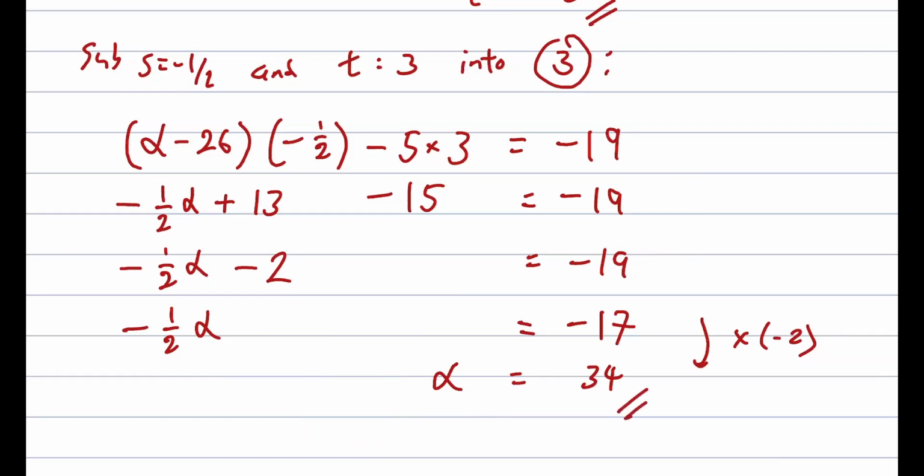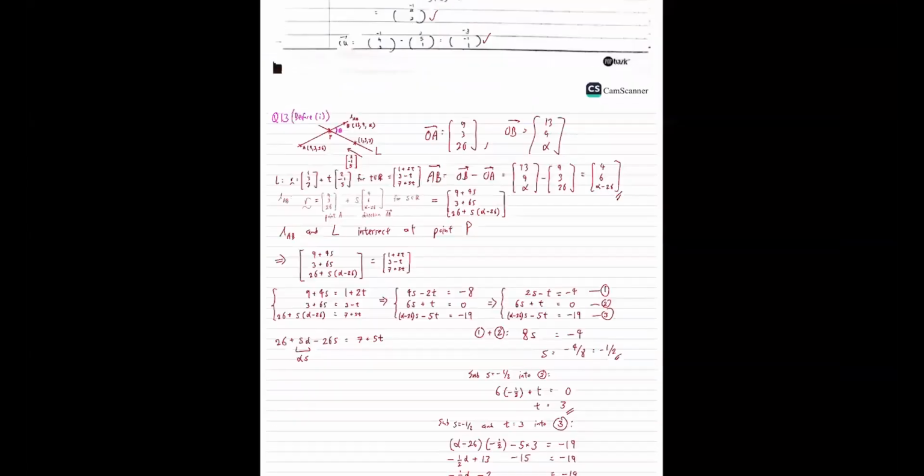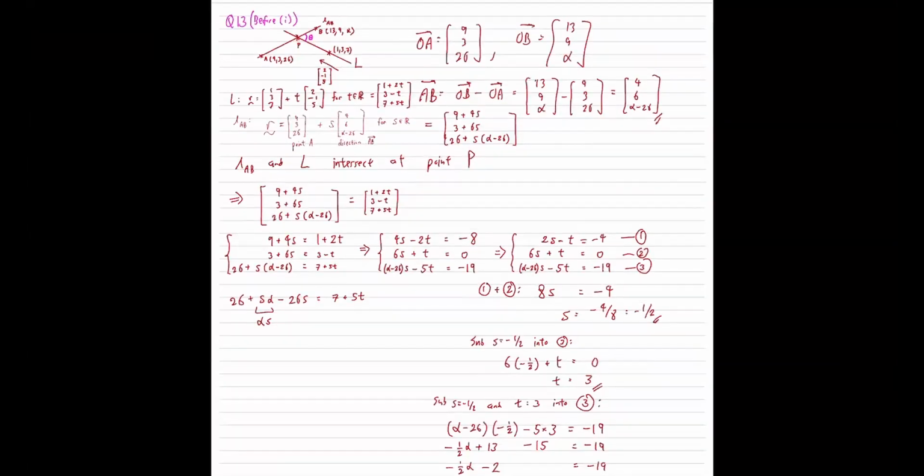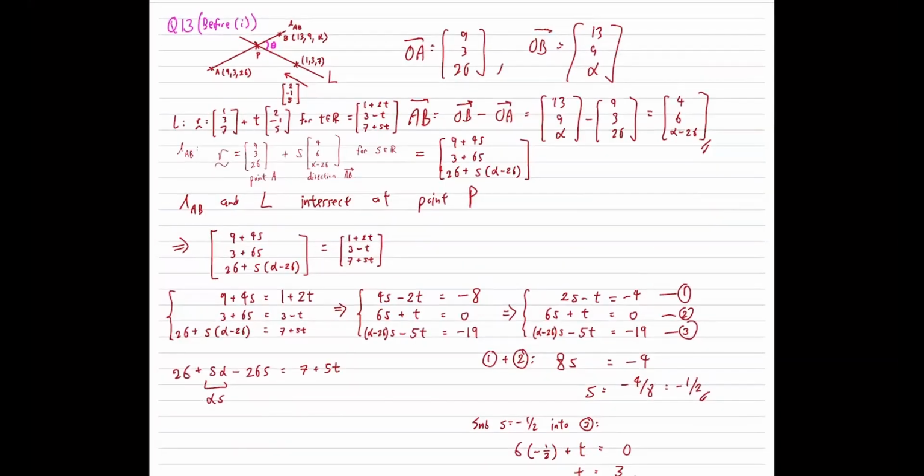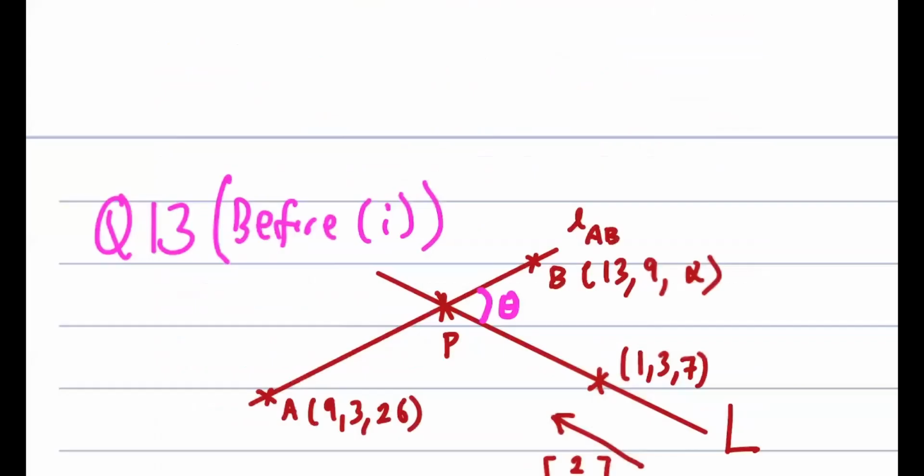Are we done? No, we still need to find the what? Read the question. Question 13, the question you conveniently skipped. Try to open it on your laptop. Find the acute angle between line L and AB. So this theta here, you need to find it.